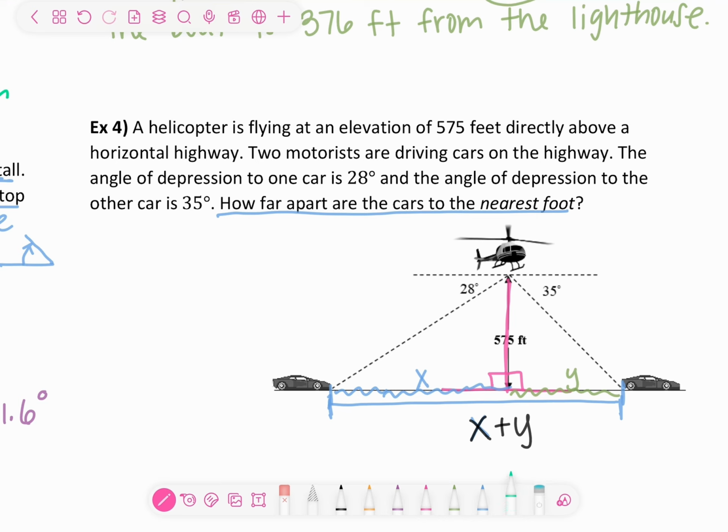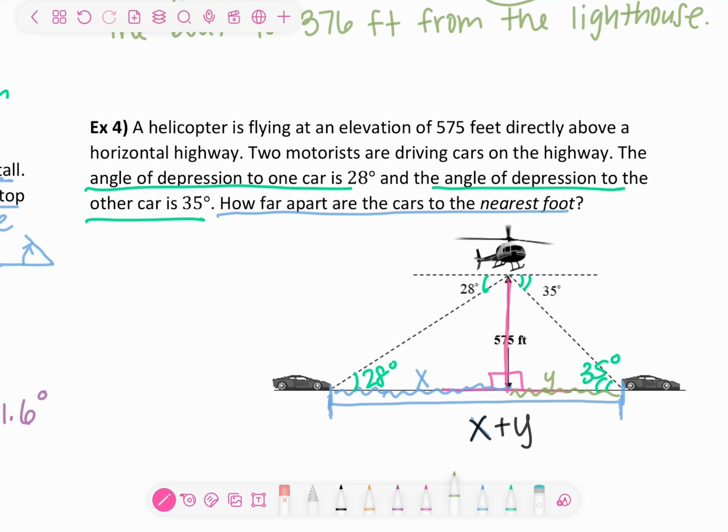So we have our angle of depression of 28 and our angle of depression of 35, and we can put them into the triangle. So alternate interior angles would tell me that that 28 is also going to be in the bottom left. So that's 28 as well. And this 35 here would also be in the bottom right over there. So that's also 35. Okay. Let me move this y over a little bit. I don't want to confuse you guys. Okay. So there we go.